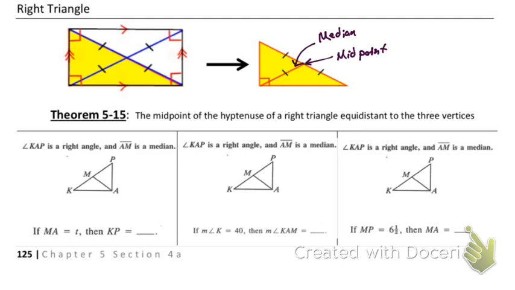It says angle KAP is a right angle, so let's go ahead and make it a right angle. So I'll put that little box on it to say it's 90 degrees. And AM is a median. Since AM is a median, M is a midpoint. M is a midpoint, so all three of those segments are congruent to each other. So if MA equals T, what is the length of KP?